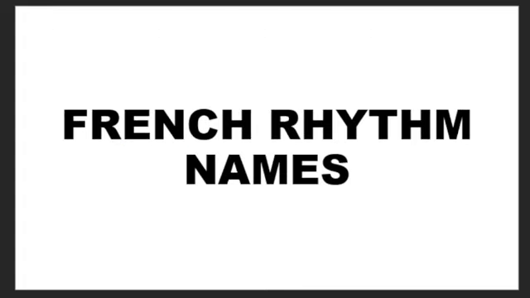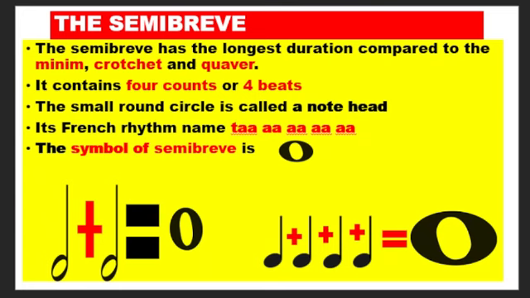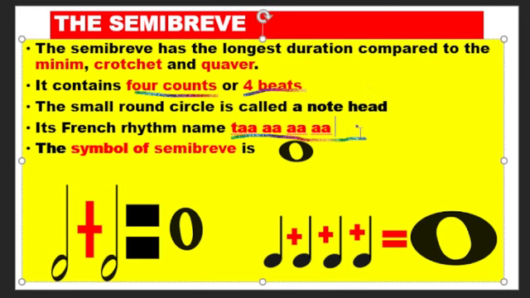Let's now look at the French rhythm names of the following notes. We want to look first at the semibreve. A semibreve has 4 beats or 4 counts. The French rhythm name of this note is ta, 1 2 3 4. So they must be 4. Here I indicated 5, but they must be 4.